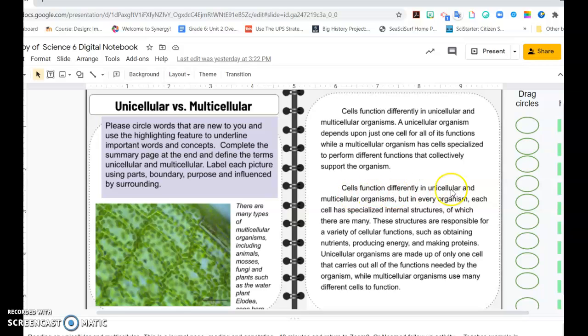Cells function differently in unicellular and multicellular organisms, but in every organism, each cell has specialized internal structures, of which there are many. These structures are responsible for a variety of cellular functions, such as obtaining nutrients, producing energy, and making proteins. Unicellular organisms are made up of only one cell that carries out all of the functions needed by the organism, while multicellular organisms may use many different cells to function.